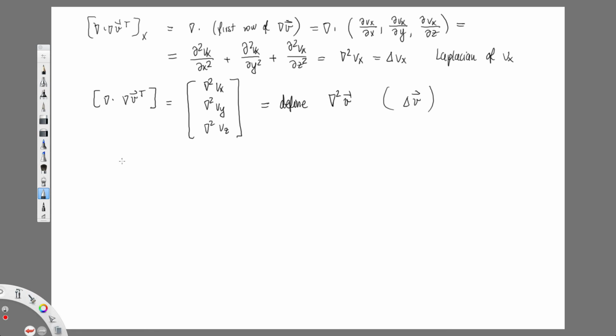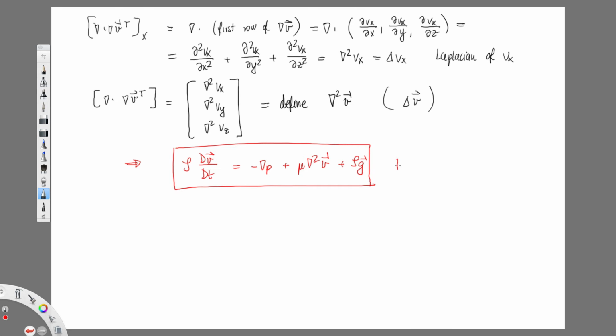All right, so this basically defines, or finishes defining, Navier-Stokes. So rho dv dt is minus gradient of p plus mu Laplacian of v plus rho g. And that is actually what is written out coordinate by coordinate in all three coordinate systems in Appendix B.